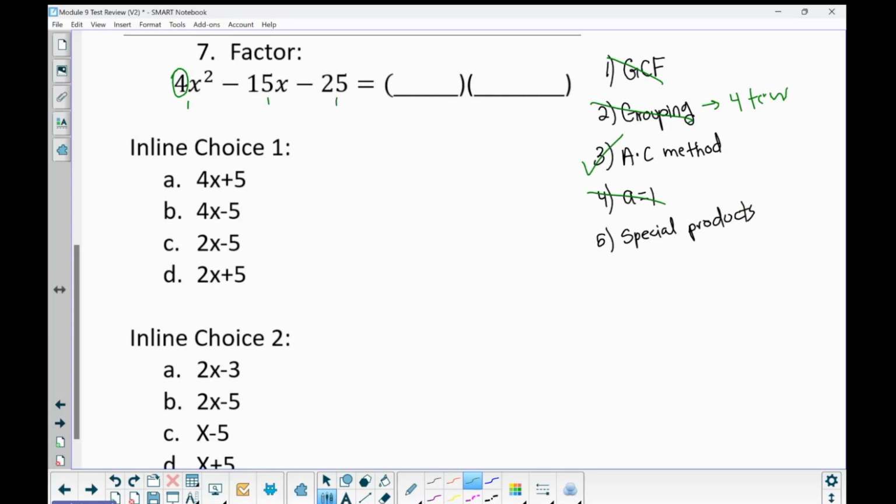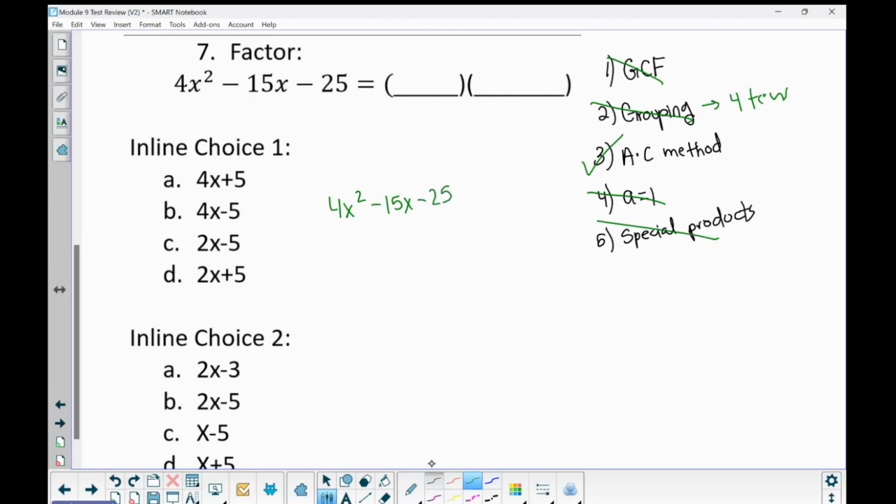And our special products, we have to have perfect squares and 2 terms with a negative in between. So although we have a negative in between, we have 25 that's a perfect square, 4 is a perfect square, 15 is not a perfect square. So we will not be using our special products. We will be using the AC method. So let's start with the AC method. So our first step is going to be to rewrite our problem.